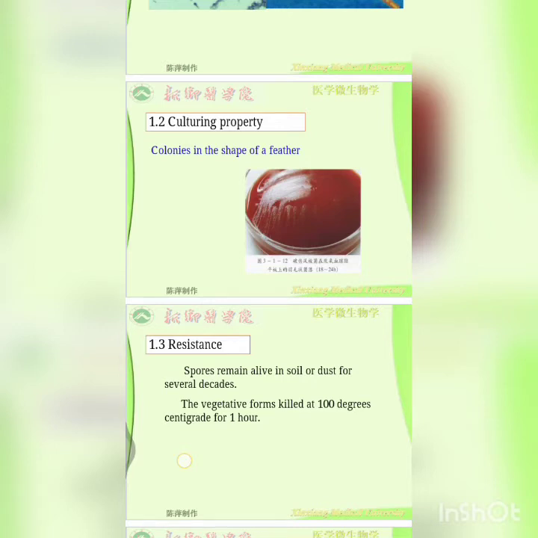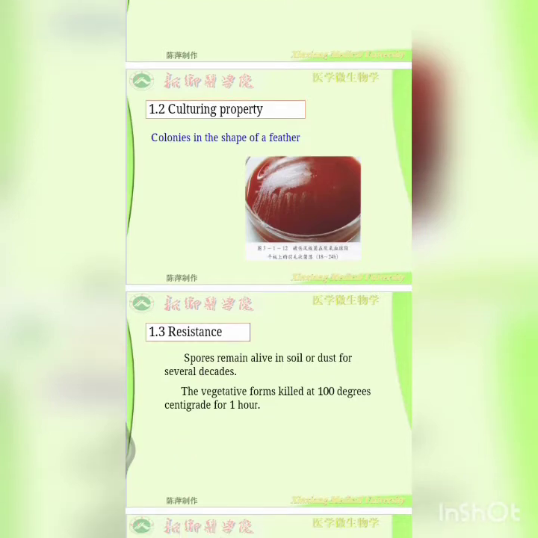As they are resistant, can they be killed? Yes, they can be killed by boiling for 10 to 15 minutes, and also by autoclaving, which destroys the spores. The spores are resistant to most antiseptics. 1% iodine and hydrogen peroxide can kill the spores in a few hours.